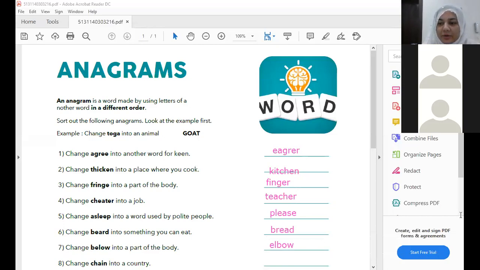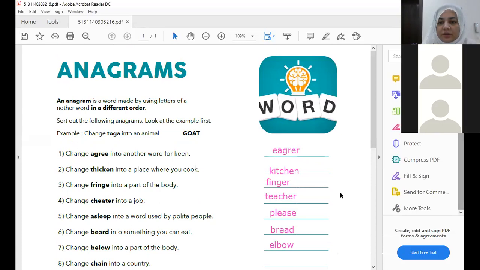I cannot go down. Why doesn't it go down? Wait a minute, so I will go down. It will change the arrangement of the words. Okay, till elbow you have understood.